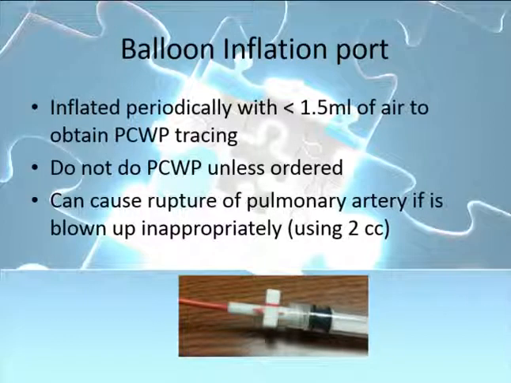The balloon inflation port looks just like this. It's got a little syringe usually attached to it. It can be inflated periodically with 1.5 milliliters of air to obtain wedge pressures. Do not do a wedge pressure unless it's ordered, and sometimes your pulmonologist will do that, because if done incorrectly, it can rupture the pulmonary artery, especially if it's blown up inappropriately, say using 2 cc's or more than the 1.5.